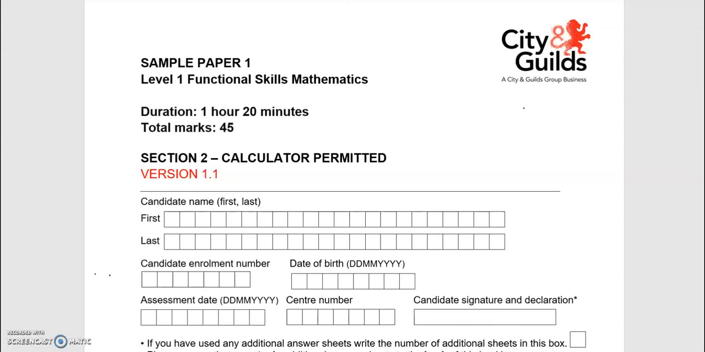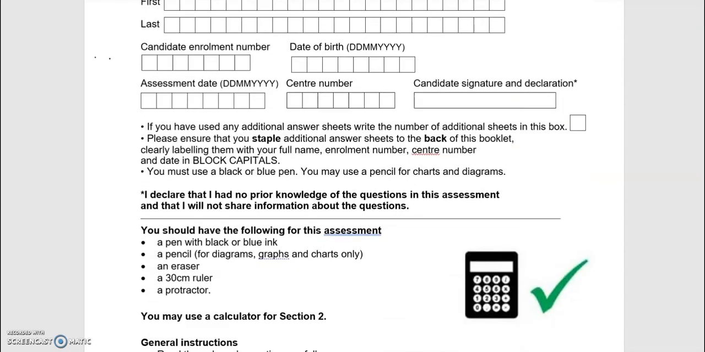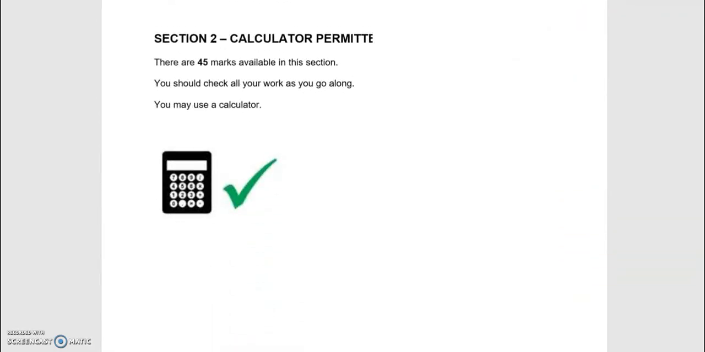This is part B of sample paper 1 at level 1 functional skills maths from City and Guilds. And in this paper you can use a calculator. The total number of marks for this paper is 45.